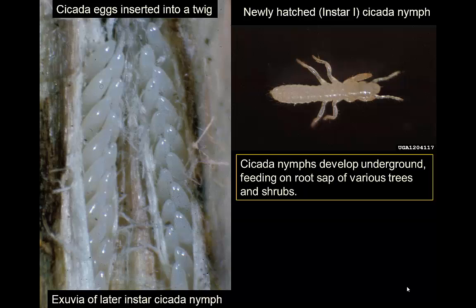Then the newly hatched cicada nymphs will drop to the ground, dig into the soil, try to find a root, and if successful, they will feed on that root and continue to develop over the next 3, 5, maybe close to 17 years, depending on what cicada we're talking about.